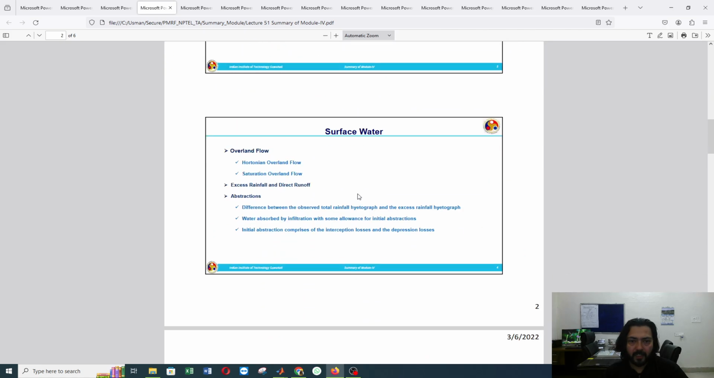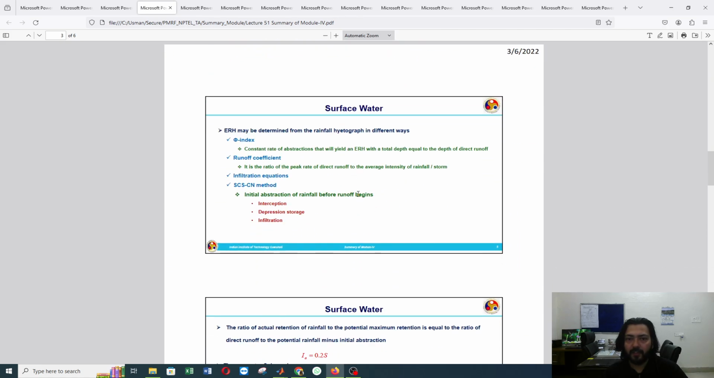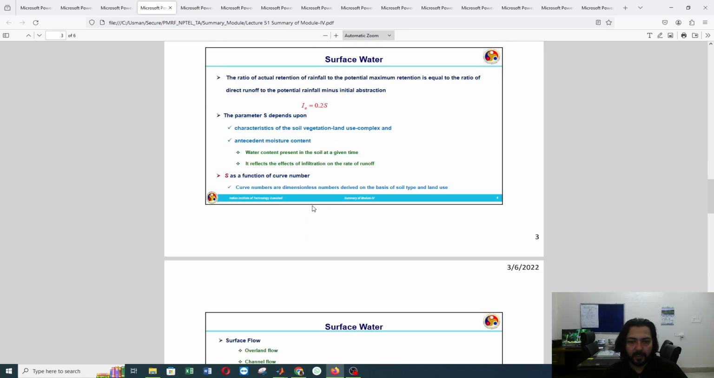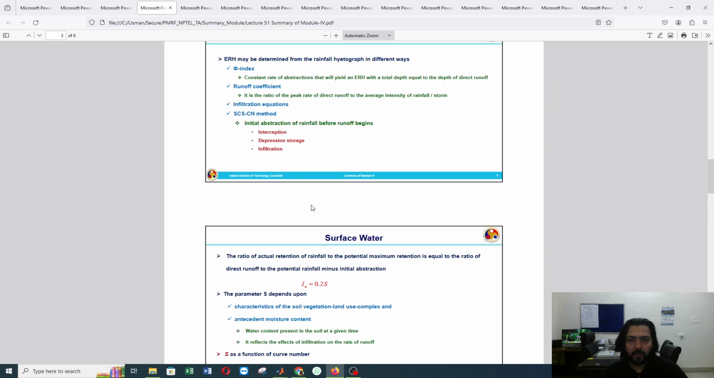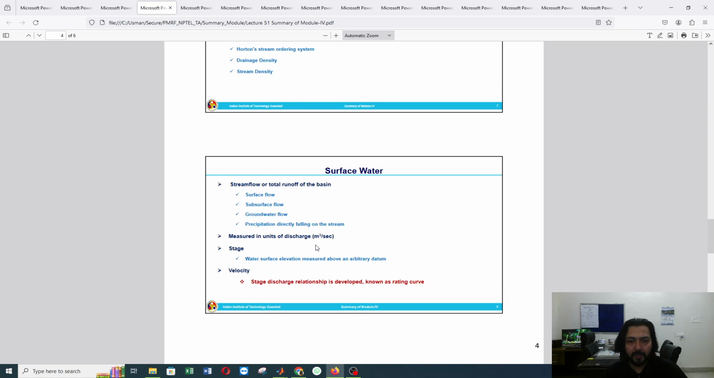First we started with the definition of runoff, then the different techniques for how we can estimate excess rainfall, or the excess runoff hydrograph: the phi index, runoff coefficient, infiltration equation, and the SCS curve number method. We have talked in much detail about the SCS curve number method, and we have seen numericals based on it.